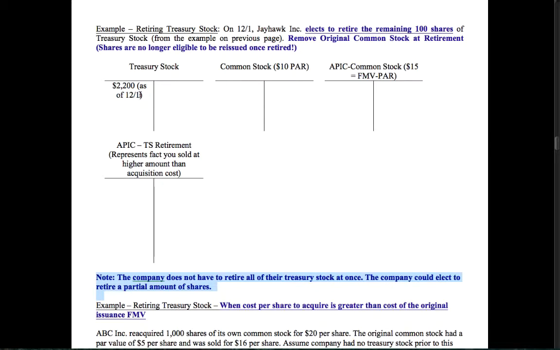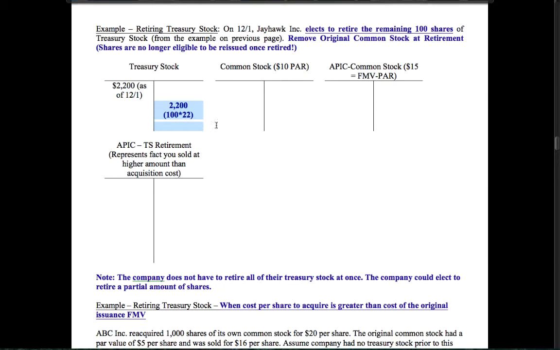Therefore, your first step is to close the treasury stock account. We know that we have $2,200 and we are retiring the remaining 100 shares. So we are removing 100 shares at the $22 that it cost us to acquire, therefore zeroing out our treasury stock account. Since we are retiring these shares, we can no longer reissue them. Therefore, the common stock associated with these shares has to be removed.